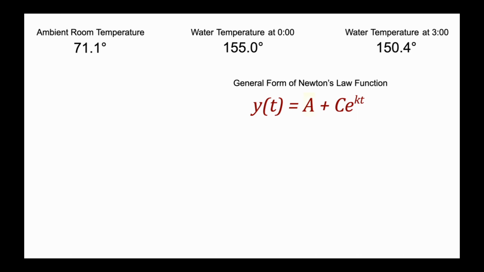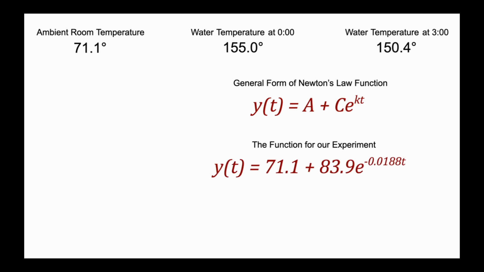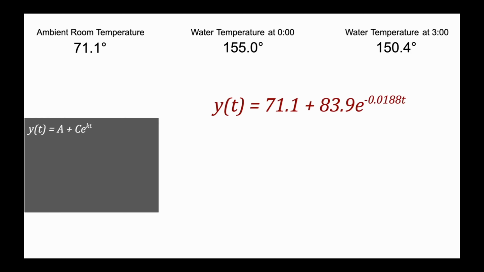The general form this function takes is y of t equals a plus c times e raised to the kt, where a, c, and k are constants depending on the experimental data. If we use the data from our experiment, we get y of t is equal to 71.1 plus 83.9 times e raised to the power negative 0.0188 times t.